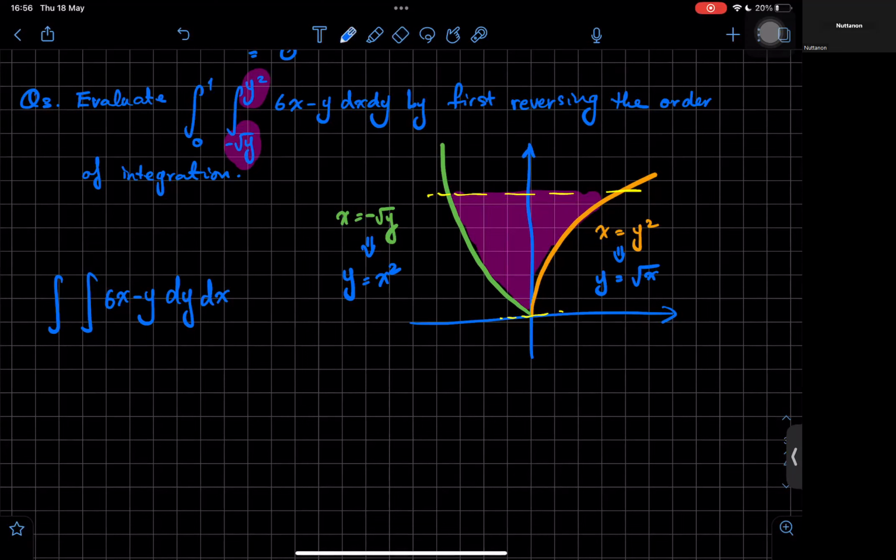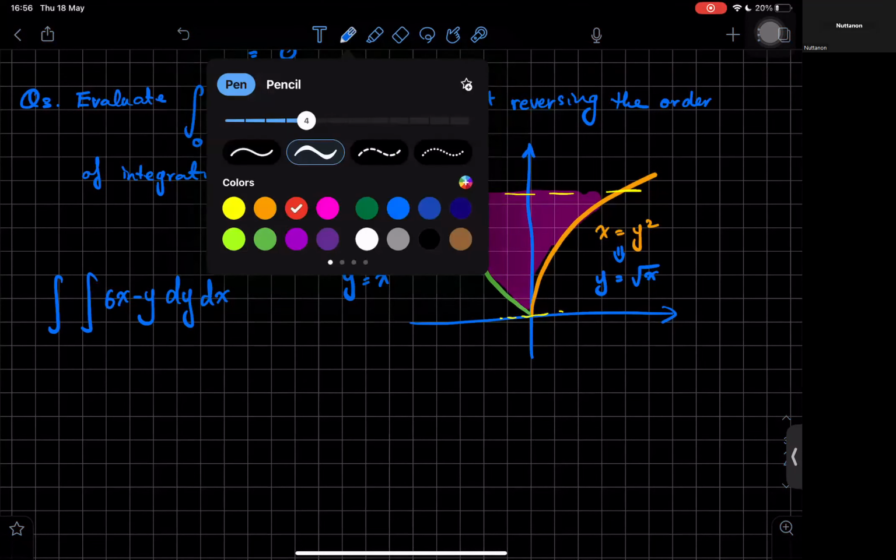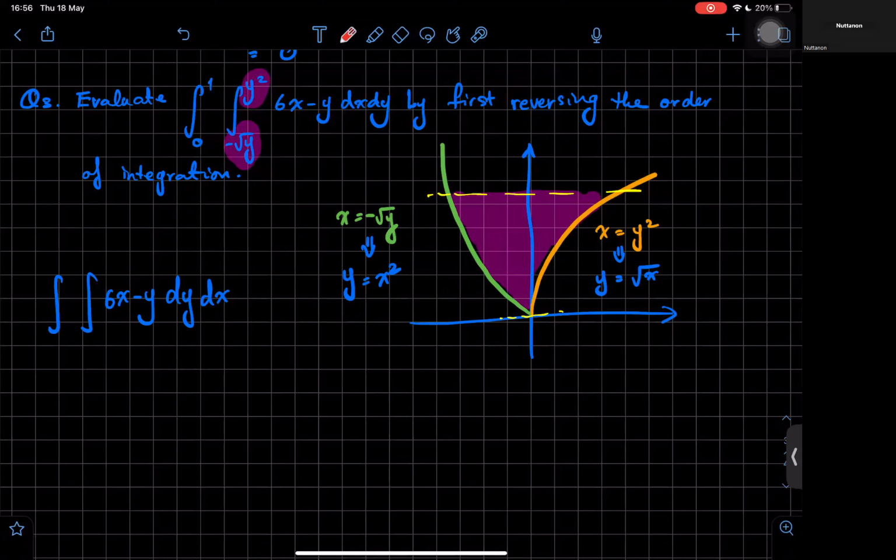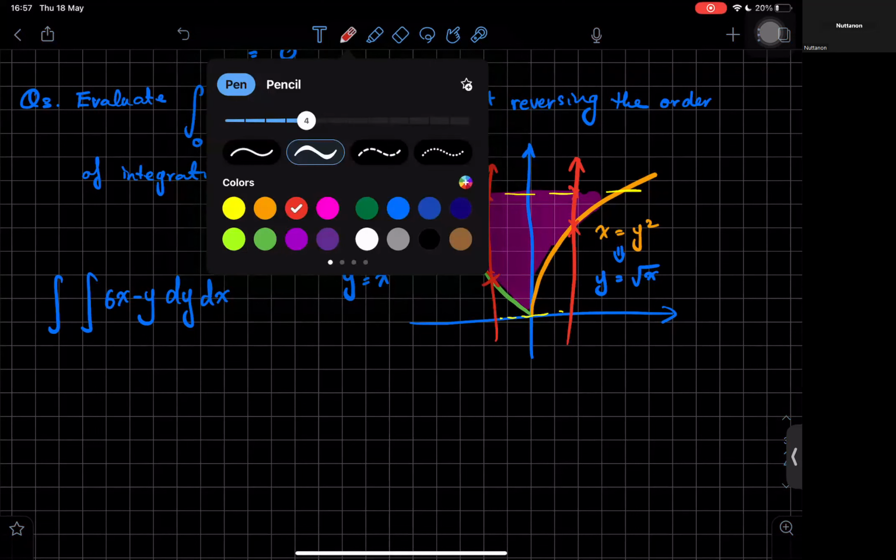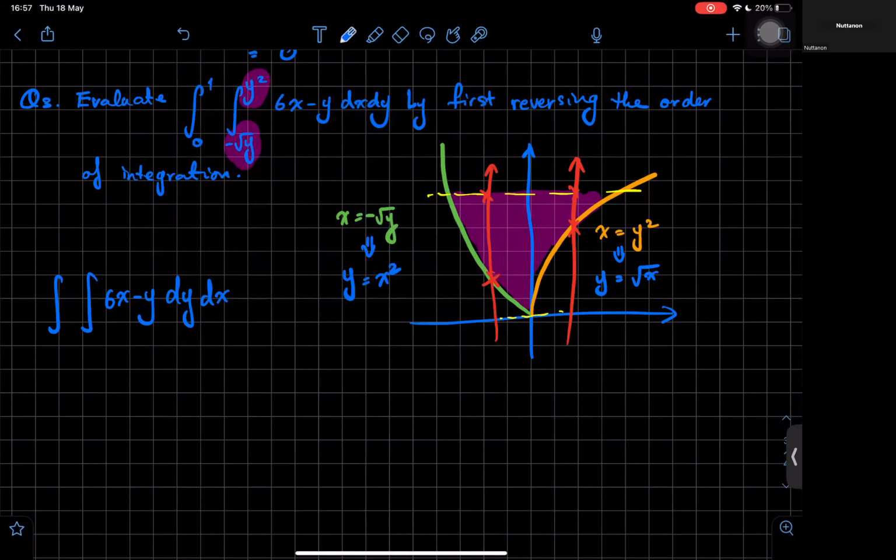Therefore, this is not that simple, because you want to do the dy dx. Then you need to draw the arrow parallel to the y-axis, passing through this equation, and this line, passing through another equation. So if you want to do the dy dx, you need two integrations. So this one will be the first and this one will be the second one.